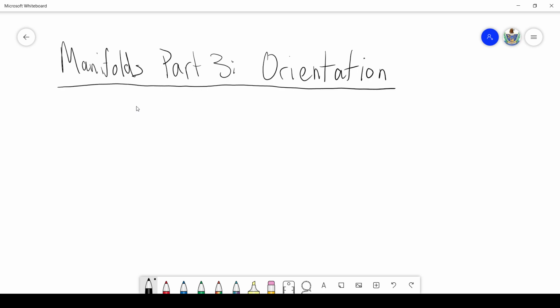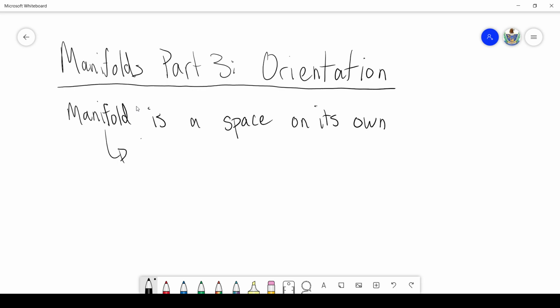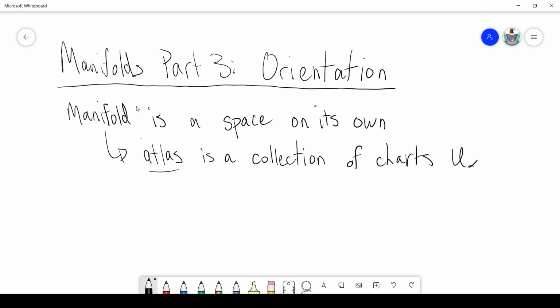So first of all, a manifold can be presented as a space on its own and its selection of charts, which by the way is called an atlas. An atlas is a collection of charts, and remember, charts are the open regions which are identifiable with Rn, right?